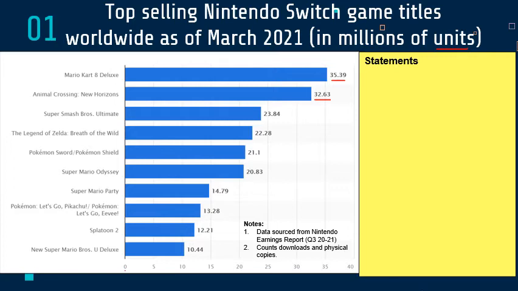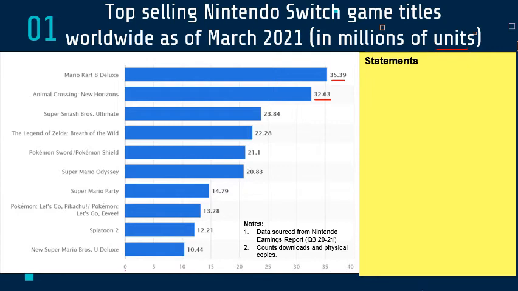Okay, so I understand this data. It's comparing which are the top selling games, and then it's kind of ranking them. So the top selling ones are at the top, like number 1 is Mario Kart 8, number 2 is Animal Crossing, and then down the bottom, number 10 is New Super Mario Brothers.